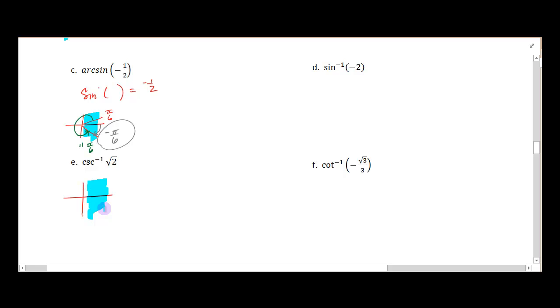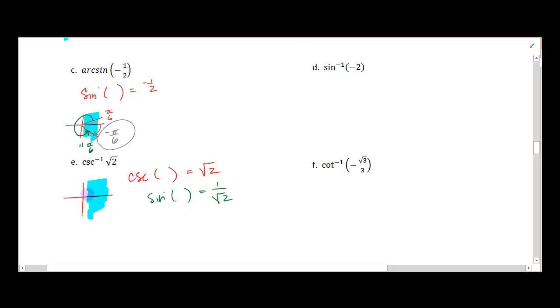Let's back up. I'm asking myself, for what angle, when I take the cosecant of it, do I get the square root of 2? I can think, since I know cosecant and sine are reciprocals of each other, maybe I want to look at this as the sine of what angle is 1 over the square root of 2, because these are reciprocals of each other.